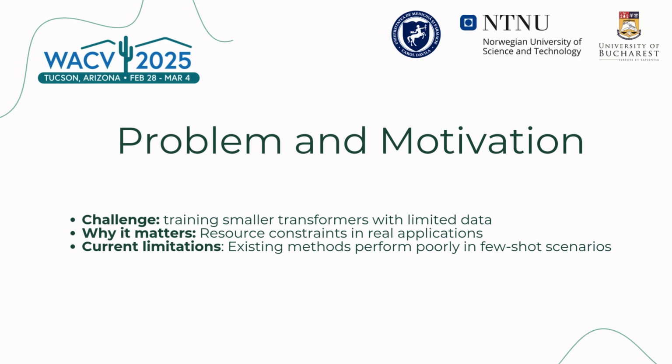Let me start with the problem we are addressing. Vision transformers have shown remarkable performance, but they come at significant computational costs. The challenge we face is how to make these models smaller and more efficient while maintaining their performance. This is particularly important because in real-world applications, we often have limited computational resources and very little training data available. Current methods for model compression show poor performance, particularly in few shot scenarios. This creates a significant barrier for deploying these models in resource-constrained environments like edge devices.